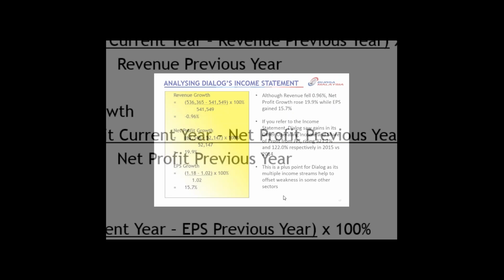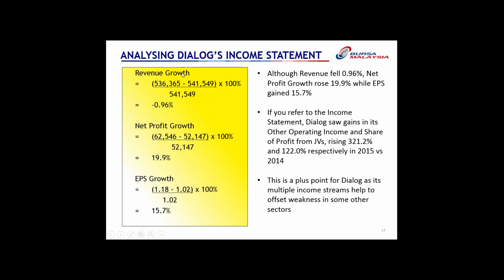Now, in analyzing Dialog's income statement, we have a revenue growth, okay, that is negative. So revenue didn't grow, but fell 0.96%. However, net profit growth was 19.9%, while EPS gained 15.7%. After calculating, we know the revenue growth, net profit growth, and EPS growth.